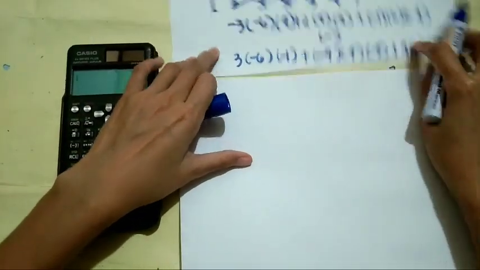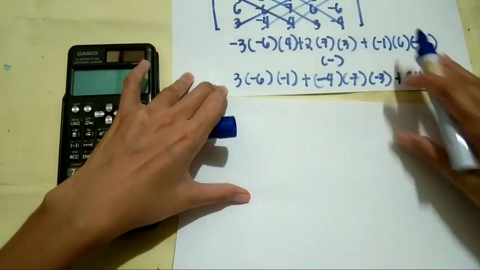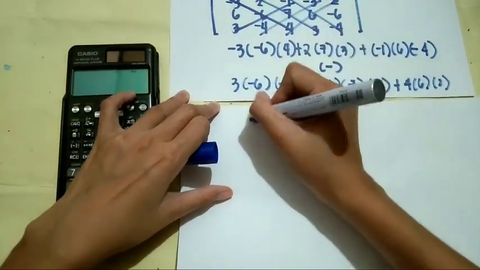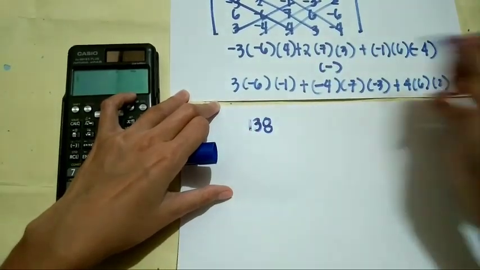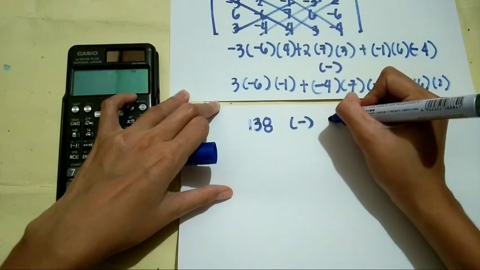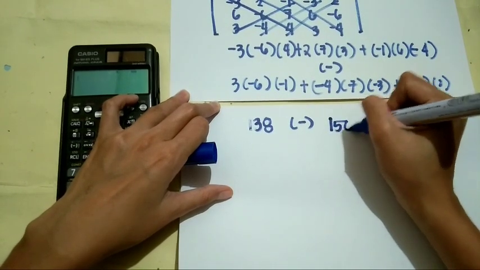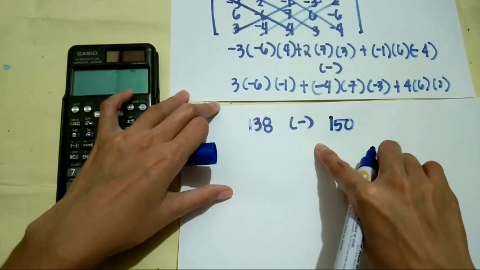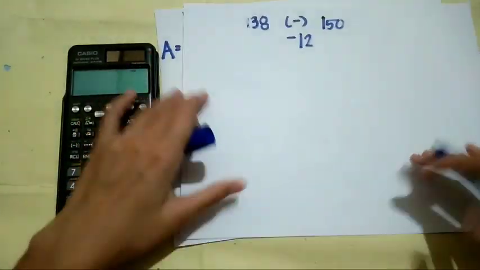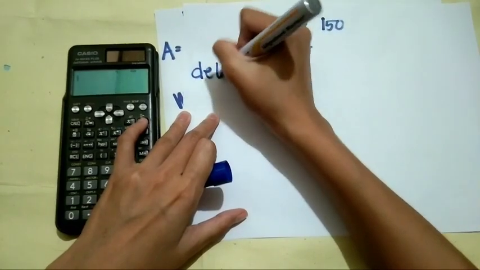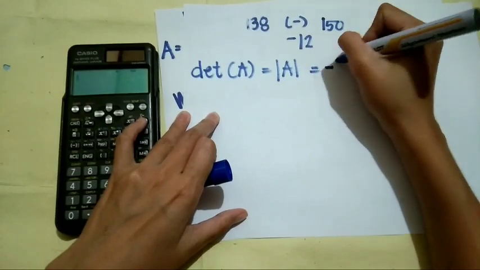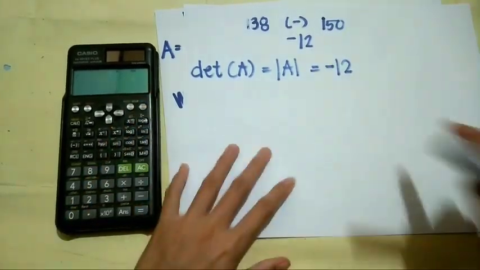So the first one here, let's go step by step. The first one here we have 138, then minus, the operation is subtraction, we have 150. So 138 minus 150, we have our determinant A, which is equal to negative 12. Now we are done with our step 1.